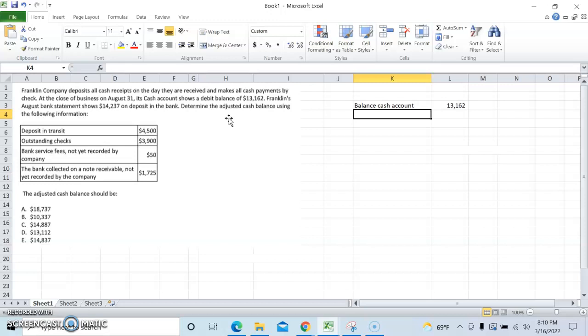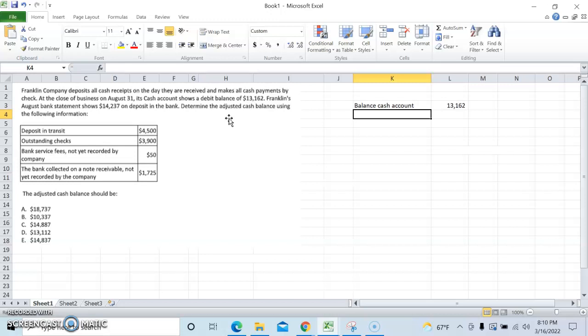Deposits in transit are already on the book side. Those are deposits that we've already entered in the accounting side, but they haven't cleared the bank yet. They're already on the book side, so the adjustment's going to be on the bank side. That's not going to affect us here because that 4,500 is already included in that 13,162. Outstanding checks. Checks that we have written, but they haven't cleared the bank yet. Checks are already recorded on the book side, so the adjustment's going to be on the bank side. So that 3,900 is included in that 13,162.